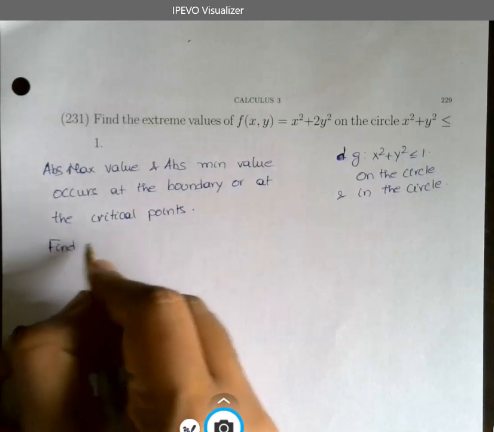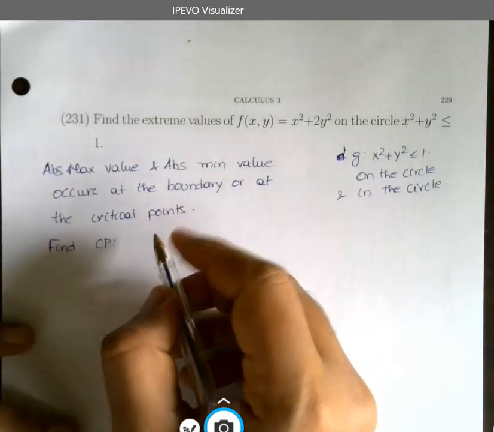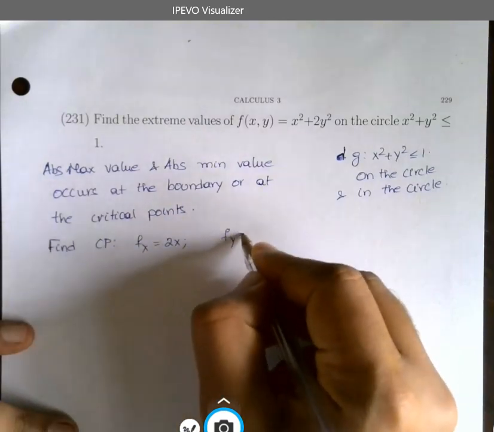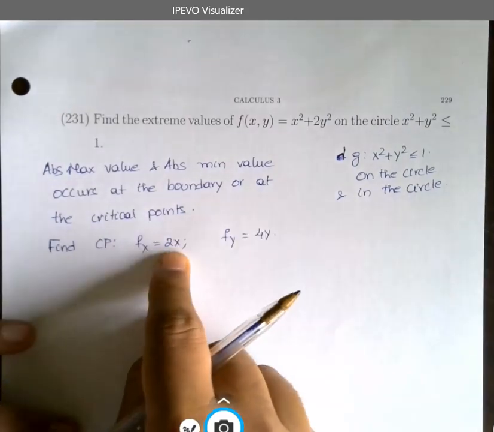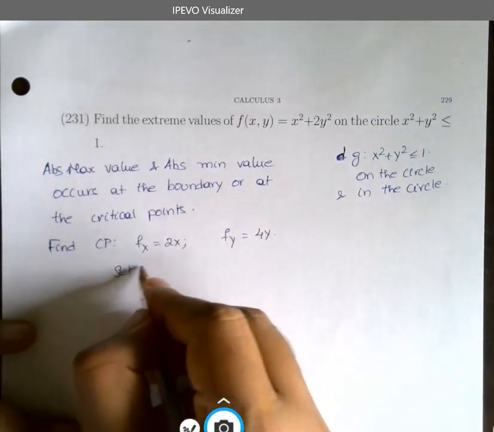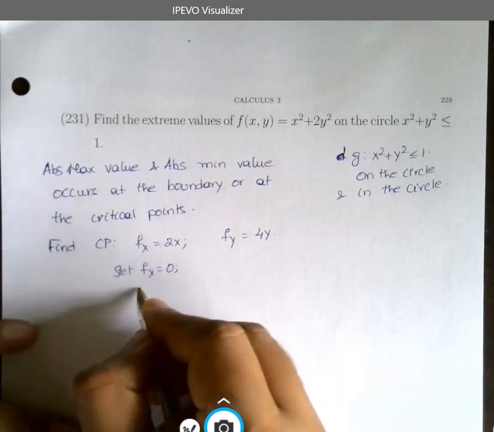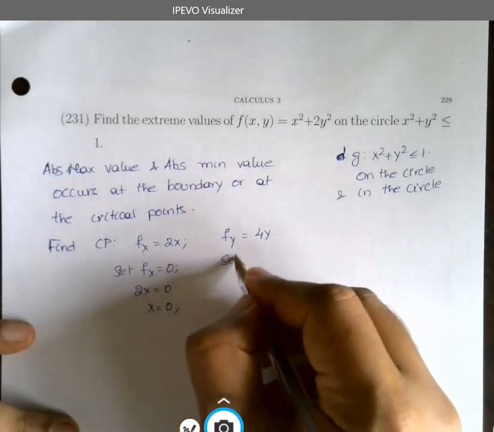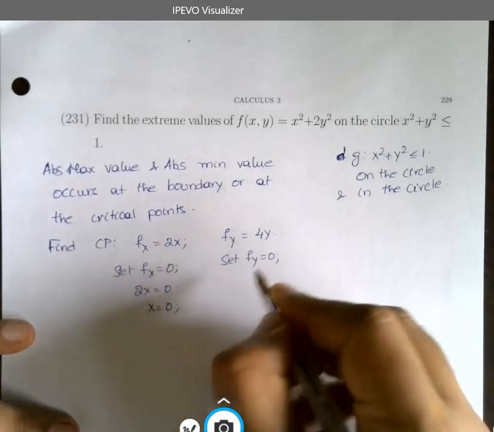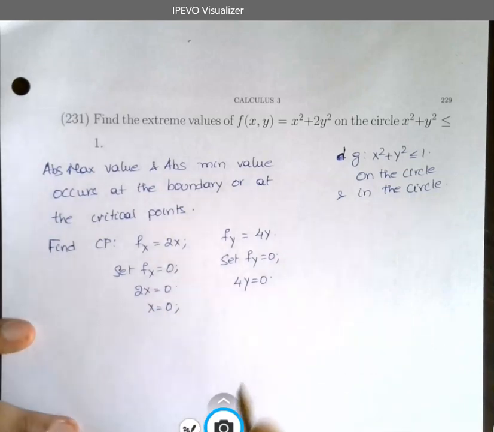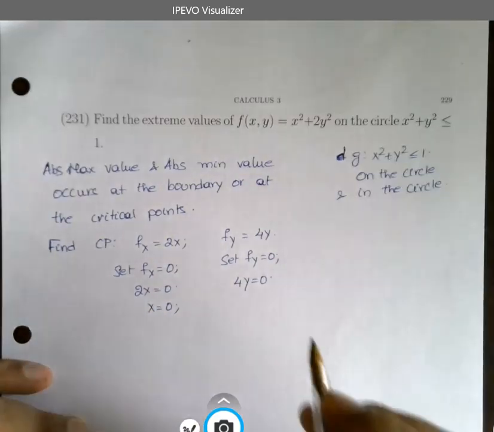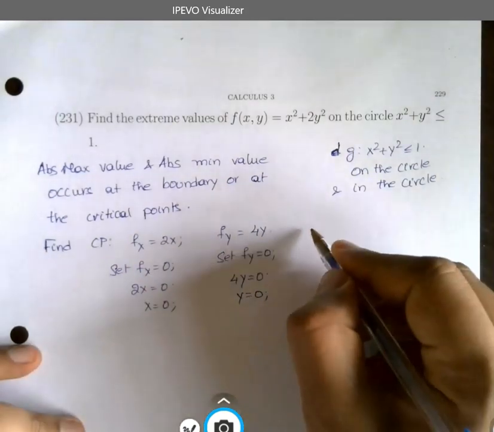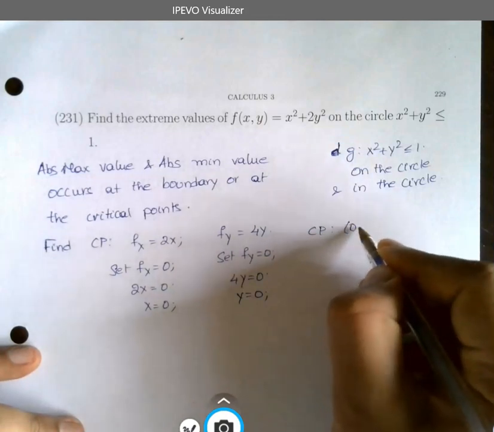First, find the critical points. fx is 2x, and fy is 4y. These are always defined. So set fx equals 0, so 2x equals 0, which means x equals 0. Then set fy equals 0, so 4y equals 0, which means y equals 0. So the critical point here is (0, 0).